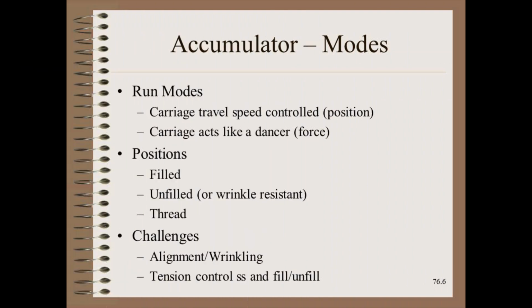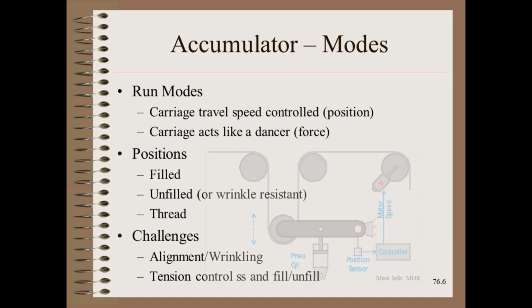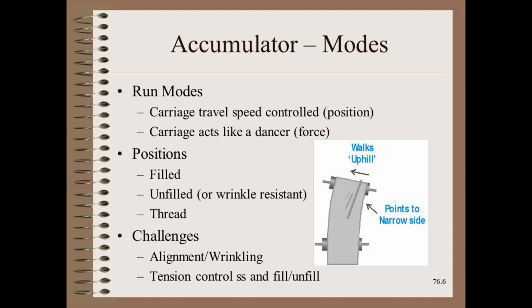Most of the time, the accumulator is in a run state. At that time, it serves as a tension control element, very much like a dancer. Most of the time, the carriage is in a filled or unfilled position. The unfilled position is in the latter part of the roll change time, but can be also used during run to make the accumulator slightly less wrinkle prone by reducing span lengths and then filling the accumulator at the last possible minute before the roll change.